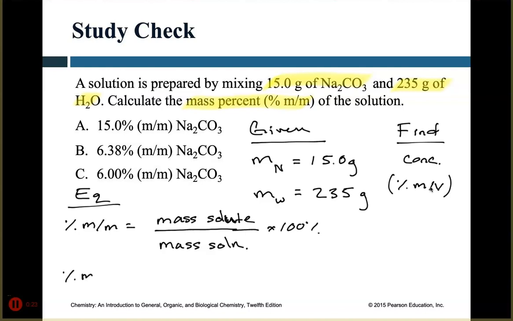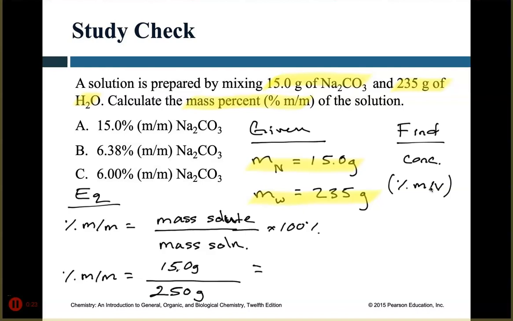So if I rewrite what I'm solving for down here, I know my mass of my solute. I just have to identify what my solute is. It's whatever is in lesser amount, so it's my sodium carbonate. So that's my 15.0 grams divided by the mass of the solution, which we know is going to be the mass of the solute, our sodium carbonate, and the mass of our water, which is 235. So 235 plus 15, we should be getting a mass of 250 grams for the solution.